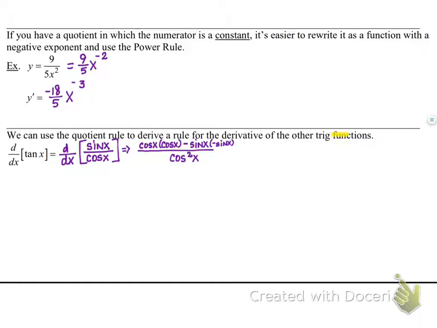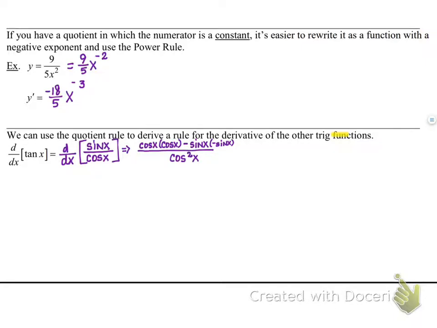Okay, I don't remember where I stopped. So real quick, I'm going to go through this whole slide, so I apologize if I'm repeating myself. 9 over 5x squared would be the same as 9/5 x to the negative 2. Subtract 2 from the power, bring the power down, and you get negative 18/5 x to the negative 3.